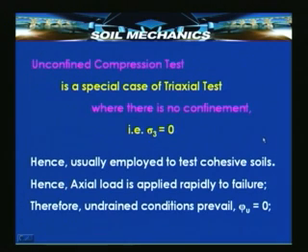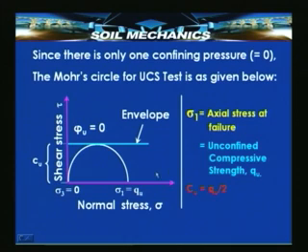Therefore, undrained conditions will prevail, obviously, because the loading is rapid, which means the angle of internal friction will not get mobilized at all. That means phi u is 0. Therefore, the corresponding Mohr circle for this will be a single circle which will pass through the origin. This semicircle is the Mohr circle, sigma 3 being 0, this point will coincide with the origin, and sigma 1 is the axial stress at failure.